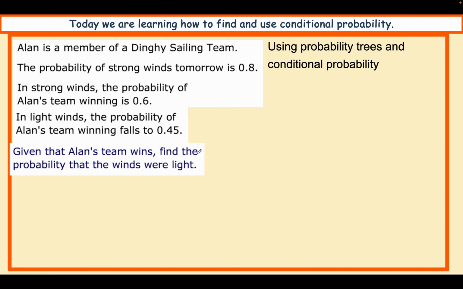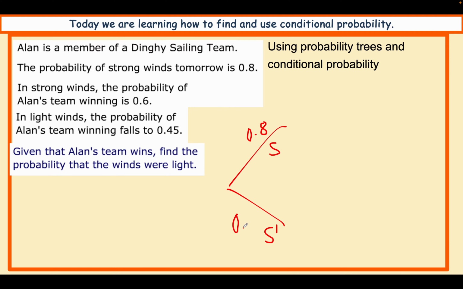Now, this question is about a dinghy sailing team. The probability of strong winds tomorrow is 0.8. So we're going to have the probability of strong winds, and the probability of not strong winds. I'm going to put dashes where it's not. So the probability of strong winds is 0.8. The probability of not strong winds is 0.2.